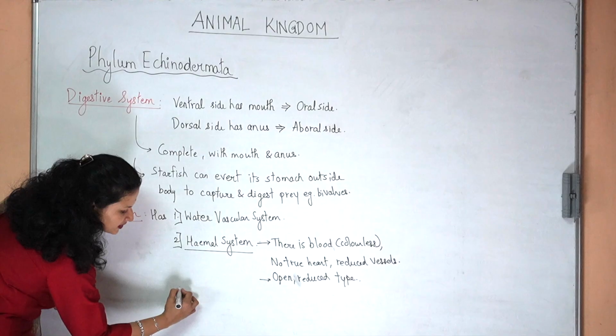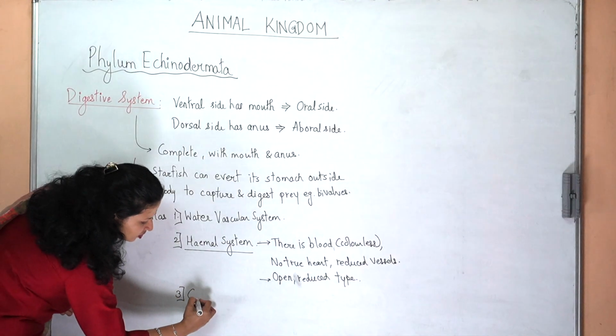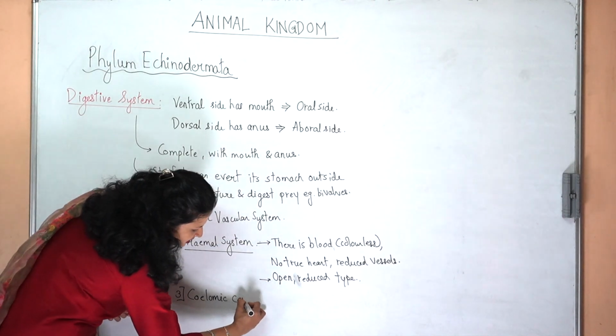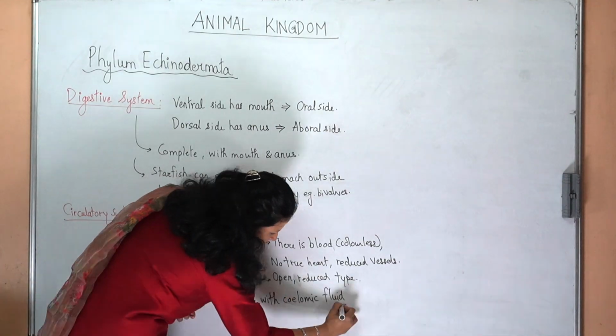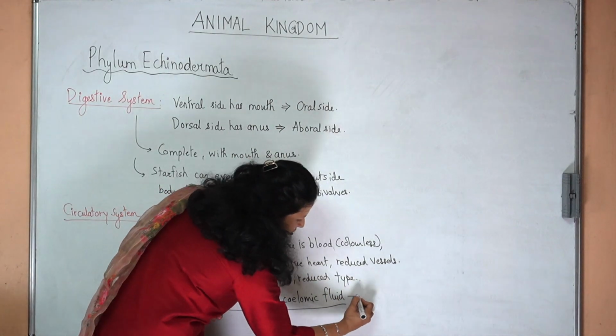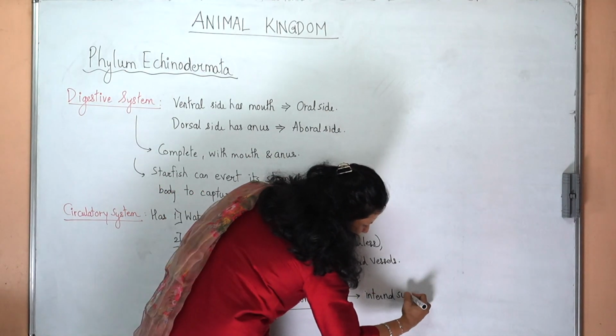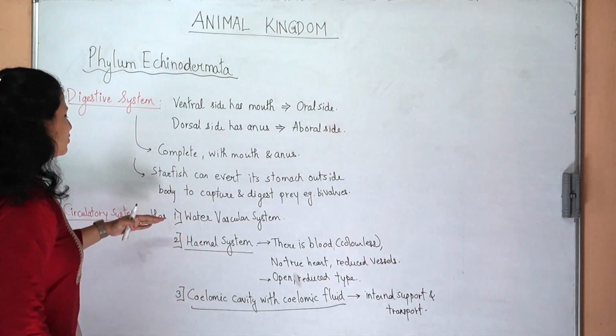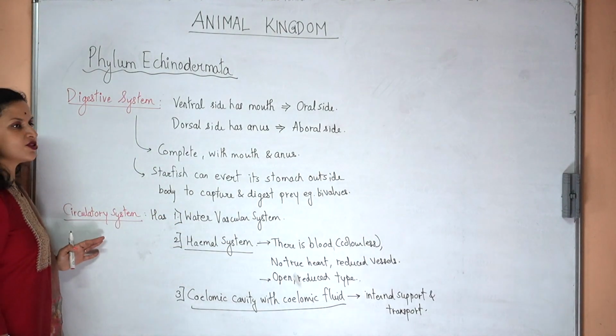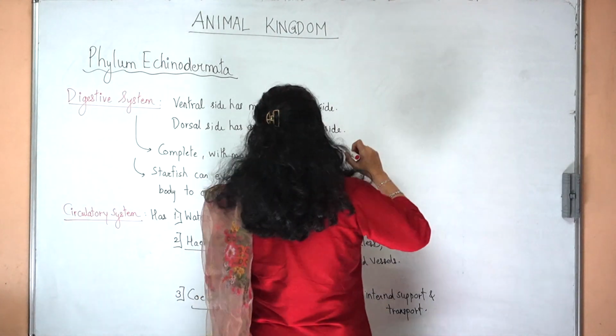The third feature that it has for circulation is the coelomic fluid. The coelomic cavity with coelomic fluid also aids in circulation. It gives internal support and transport. So these three features together contribute to its circulatory system. Moving on to the respiratory system.